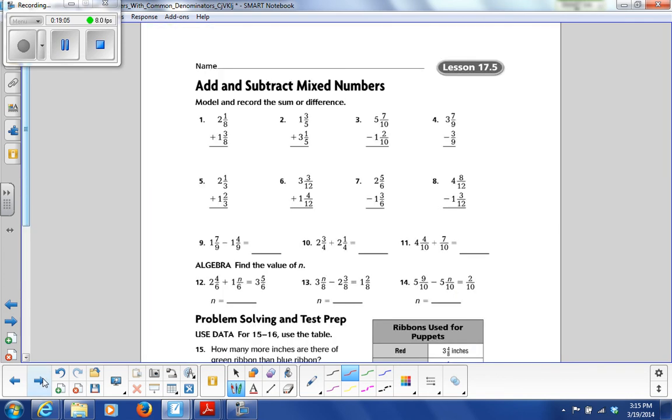Okay, and here's our homework. All right, we'll do a couple of these together. Number 2, 1 and 3/5 plus 3 and 1/5. I'm going to add the fractions first in case I have to carry over. So 3 plus 1 is 4/5, and then 3 plus 1 is 4. My answer should be 4 and 4/5. All right, 3 and 7/9 minus 3/9. 7 minus 3 is 4/9. 3 minus 0 is 3.